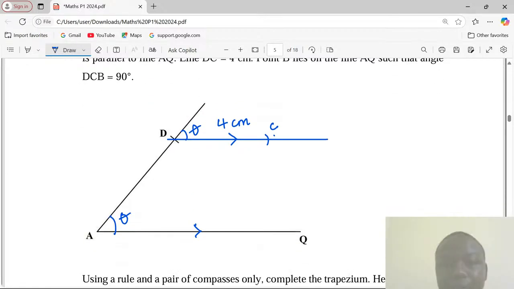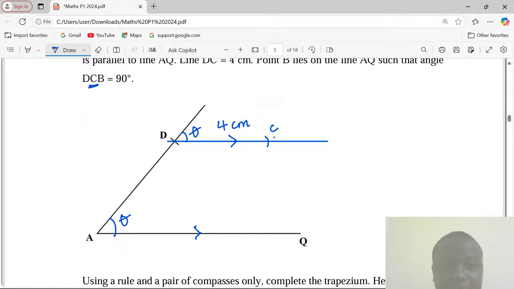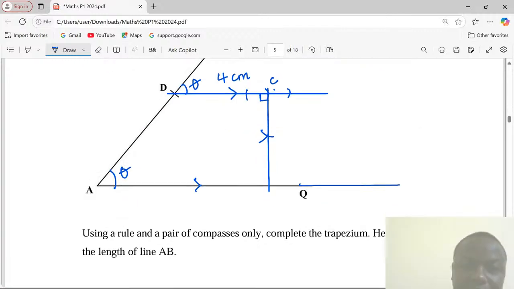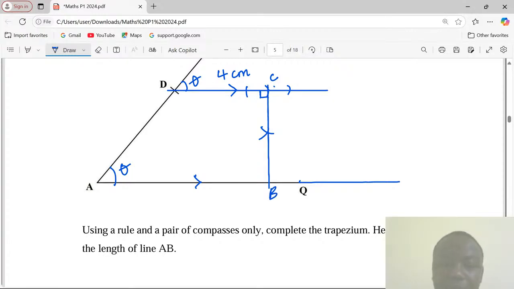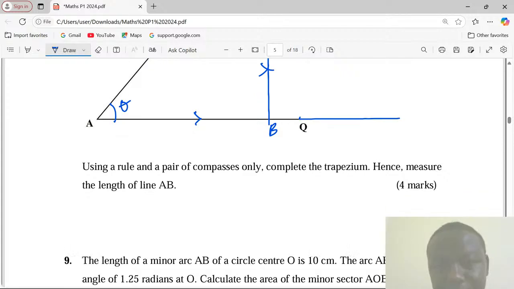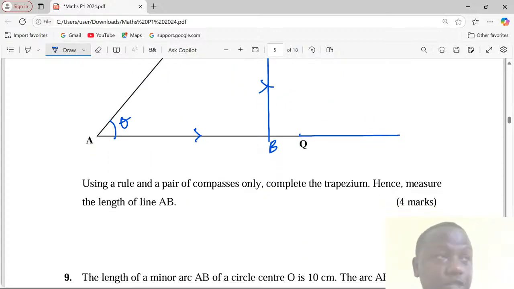Now we should know that the angle at C, according to the instruction there, is 90 degrees. So from C, we shall drop a perpendicular to AQ. So we stand at C. We make arcs at these points. Then using those arcs, we also make other arcs at this point, such that if you drop this line, then you are going to have our 90 degrees there, and automatically this will become our point B. So this is now the trapezium. We have completed the trapezium. So that is how you're supposed to do it.